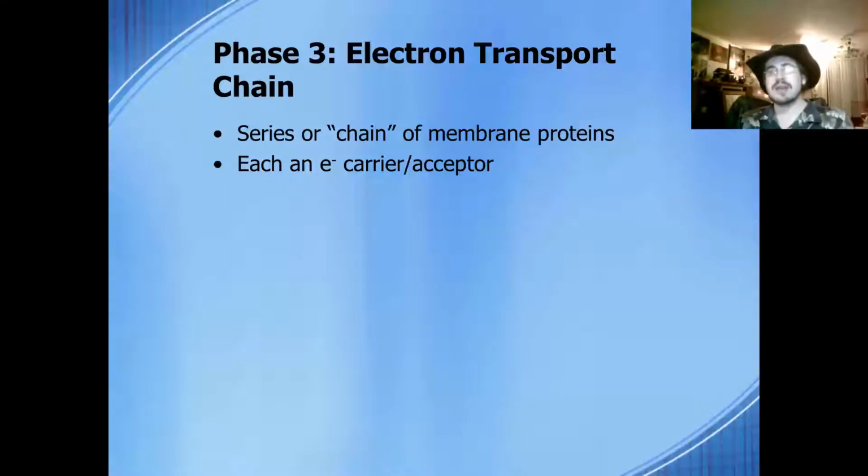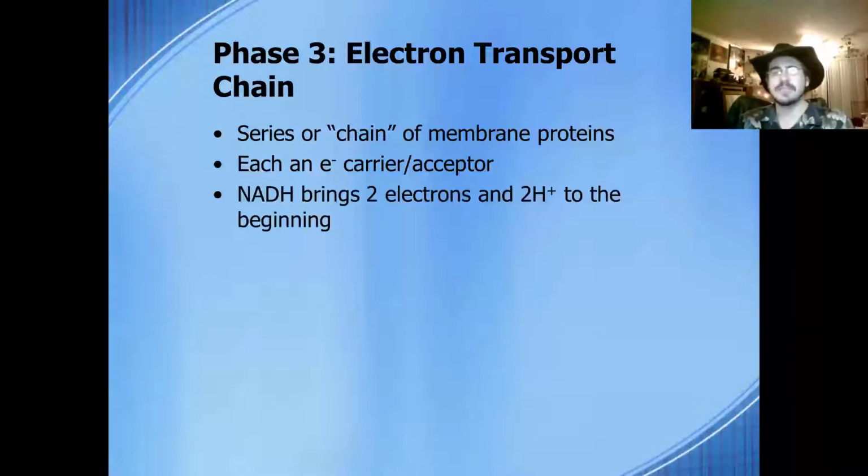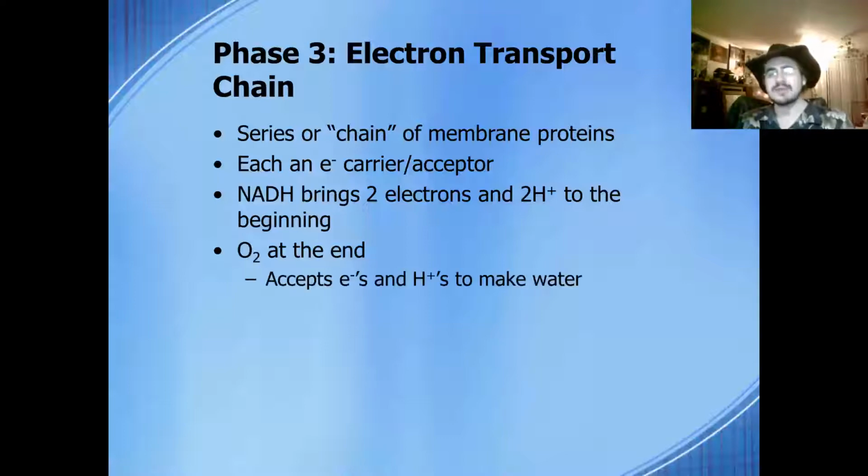When you gain an electron, that's reduction. So we're still carrying out oxidation reduction reactions. So NADH, or NADH plus hydrogen ions, brings 2 electrons and 2 hydrogen ions to the beginning of the electron transport chain. At the very end of the electron transport chain, we've got oxygen. So let's see how this works.